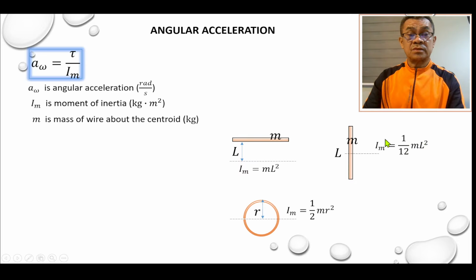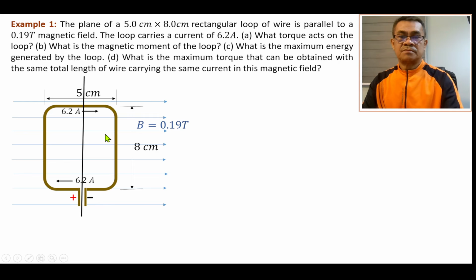So this problem: we have a 5 by 8 rectangular loop. The current flowing is 6.2 according to the problem. What is the question? What torque acts on the loop? Meaning you have to calculate the torque. Take note that this system will rotate about this axis. If you follow the right hand rule, then we have the force here, and the rotation should be at that point.